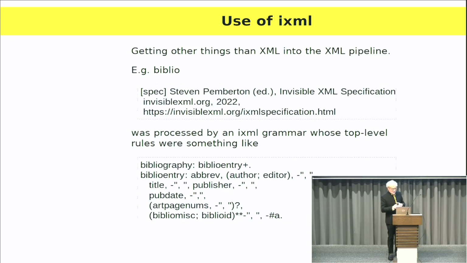So now back to ixml. The purpose behind ixml is to get other things than XML into the XML pipeline. Now, here's just one example of how I've used it.